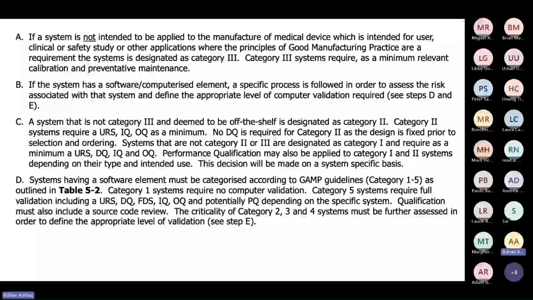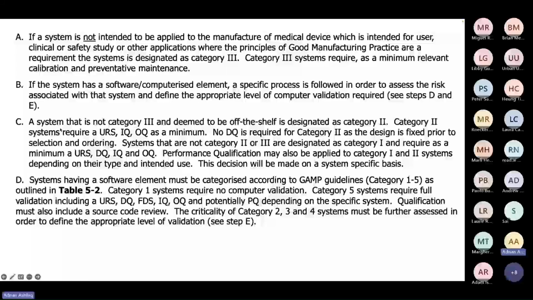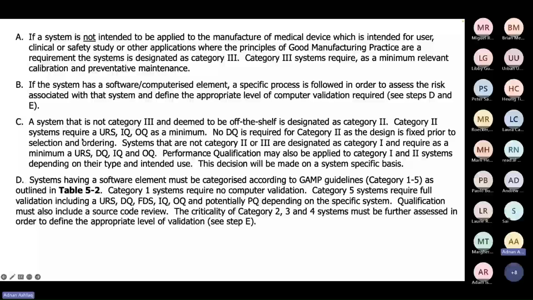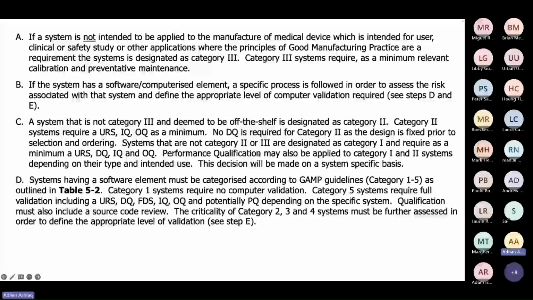Then if the system has some software computerized element, that's where you've got to categorize, and that's when we look at steps D and E in a second. And we've got to do a gap, an impact assessment, and then a system that is not category 3 but is deemed to be off the shelf may be designated as a category 3, where you do your URS, IQ, OQ as a minimum. No DQ is required because you're not having it designed specially for you. It's off the shelf. And then you would be performing a performance qualification, and then you would make a decision on a system-specific basis.